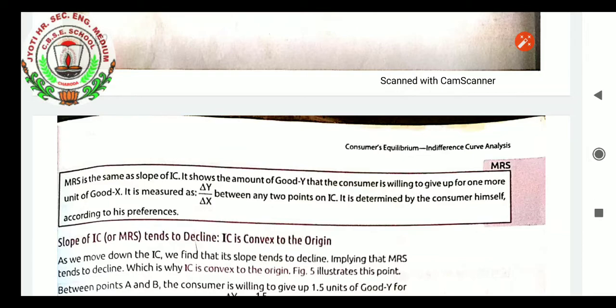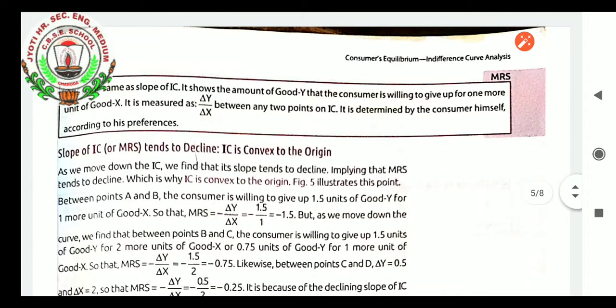It shows the amount of goods Y that the consumer is willing to give up for one more unit of goods X. It is measured as change in Y upon change in X between any 2 points on IC. It is determined by the consumer himself according to his preferences. Now comes the slope of IC, or MRS, tends to decline. IC is convex to the origin.